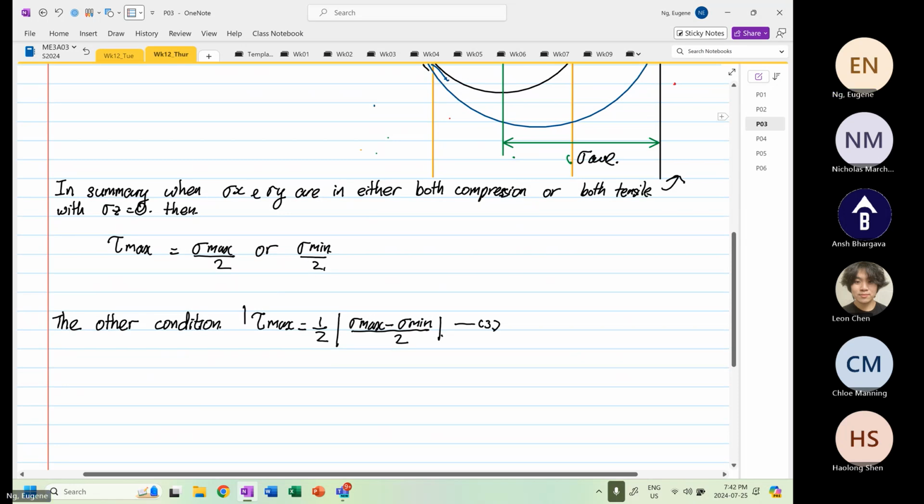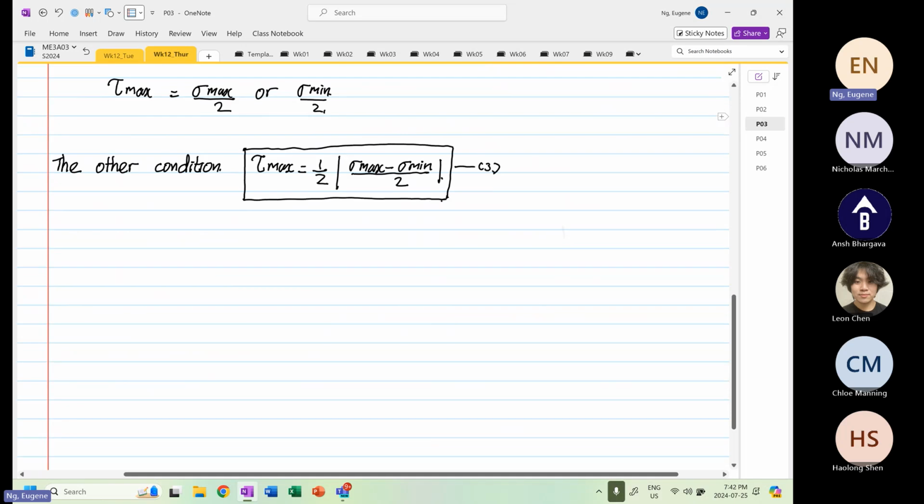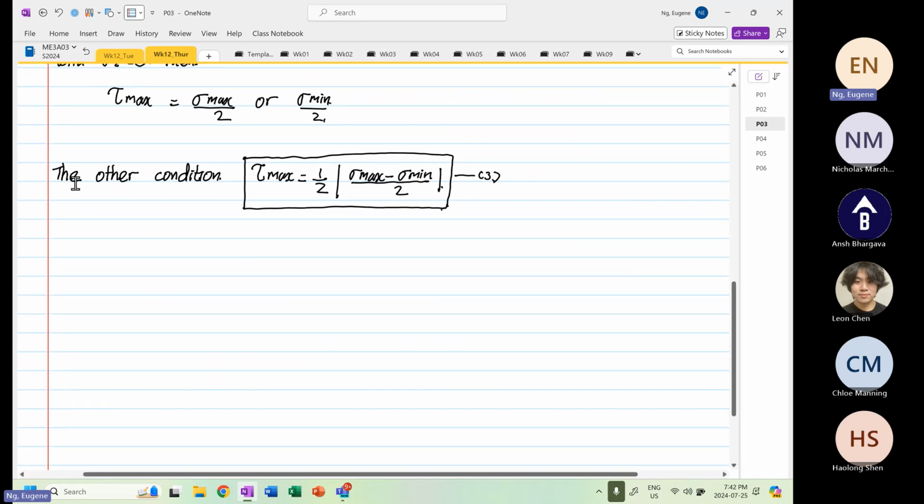So we will ask ourselves, hey, when is this condition true? When is this condition true? So I can highlight one condition where this is true. Again, we come back to the 3D Mohr circle.